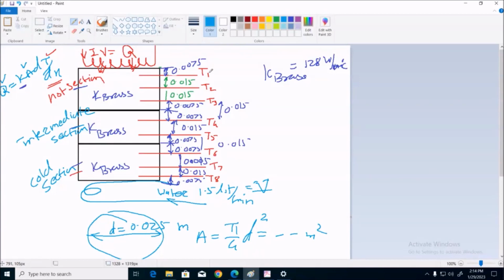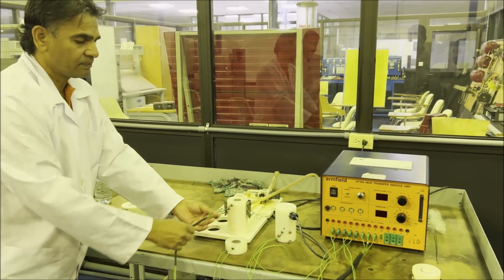Hot section, intermediate section, cold section. What is T1? T1 is the high temperature in hot section. T2 is mid temperature in hot section. T3 is low temperature in hot section. Same T4 and T5, high and low temperature in intermediate section. T6, T7, T8, high, mid. Now we come to the cold section.